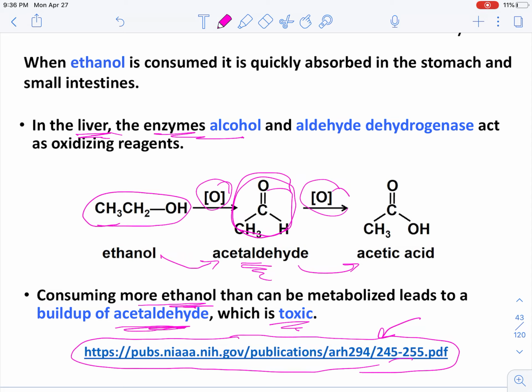All right, so that's pretty much it for alcohols. The next thing that we're going to discuss are ethers, and the other four functional groups in this lecture series.